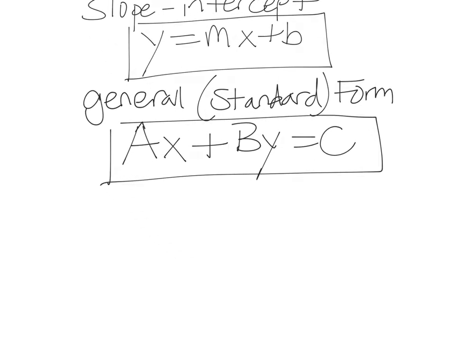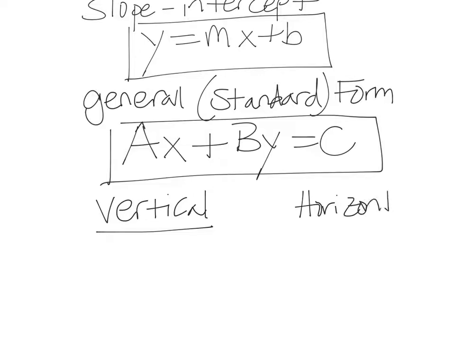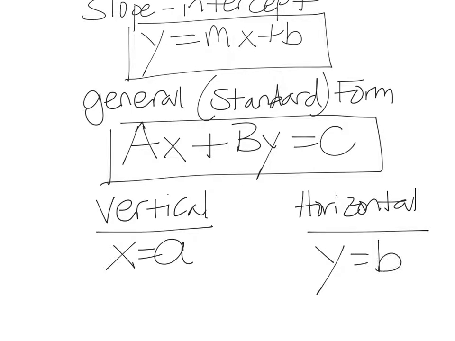Okay, and then we kind of talked about this a minute ago, but if you have 2 special lines, a vertical line or a horizontal line, vertical lines are always of the form x equals some constant, we'll call it a. x equals 5 is a vertical line. x equals pi is a vertical line. x equals negative 100 is a vertical line. Okay? And then horizontal would be y equals b. And that b is the same as the y-intercept because it's going through the y-axis at b.